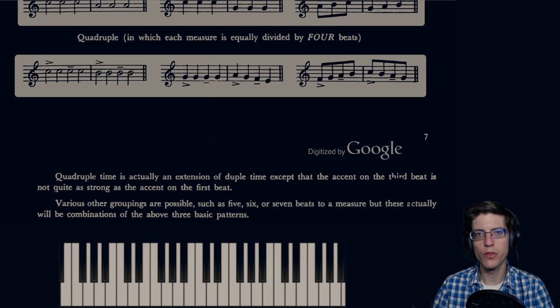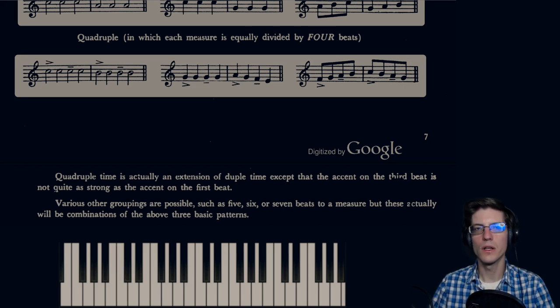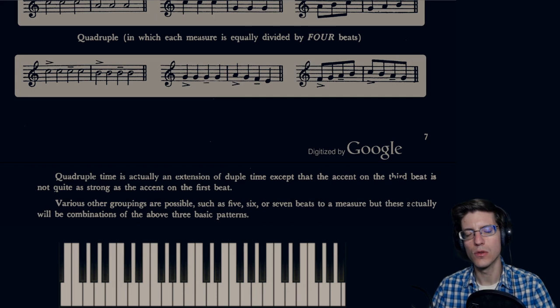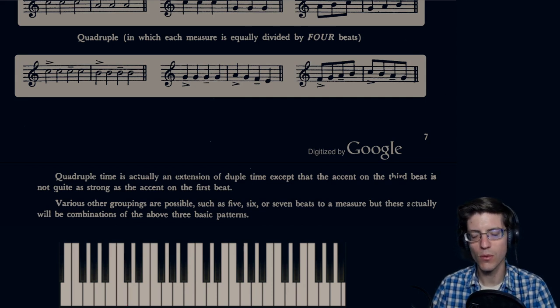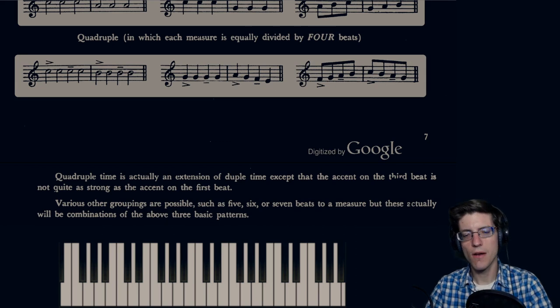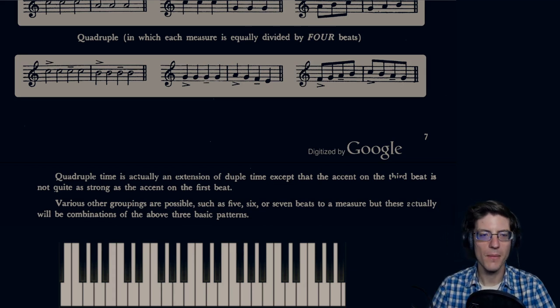7 would be 4 and 3: 1, 2, 3, 4, 1, 2, 3. Or it could be 3 and 4. And so you see, you have to fill out a particular amount of time. Your accent would be on your downbeat, but then you would divide it as you need it in the music.